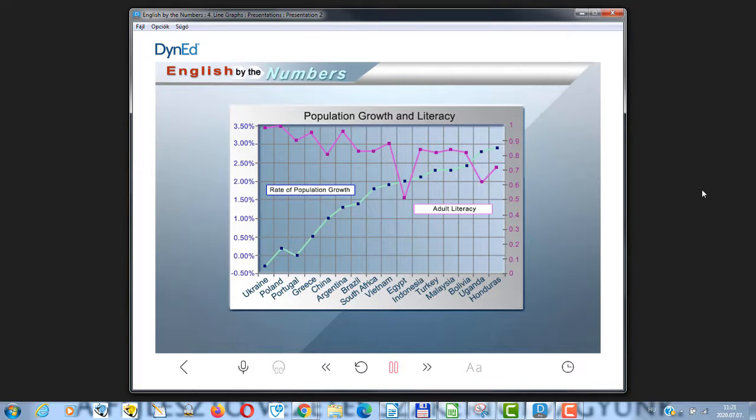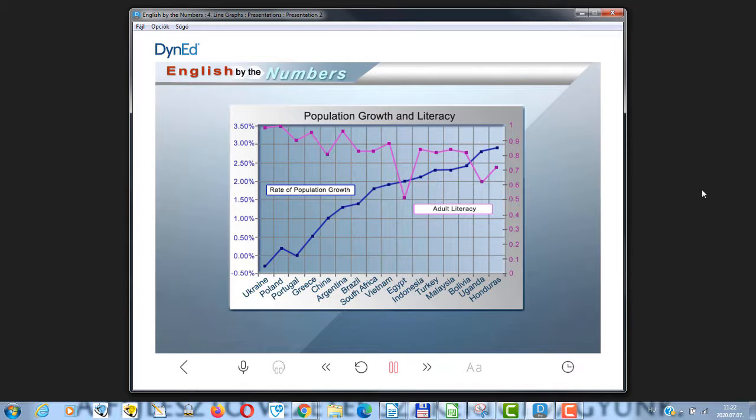This graph shows the rate of population growth in several countries. It also shows the literacy rate in each of the countries. The adult literacy rate is the percentage of adults who can read and write. The axis on the left gives the percentage growth rate, and the axis on the right gives the literacy rate.